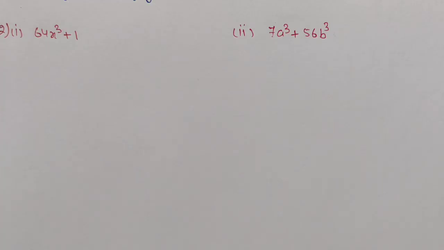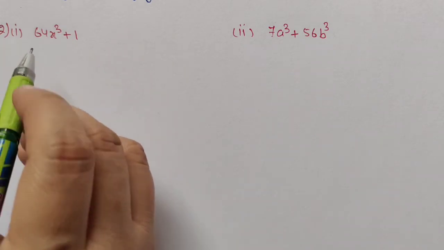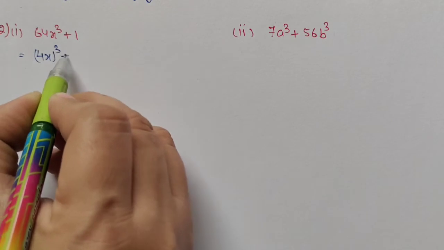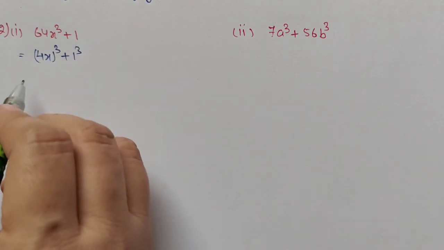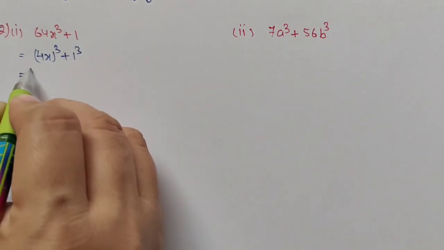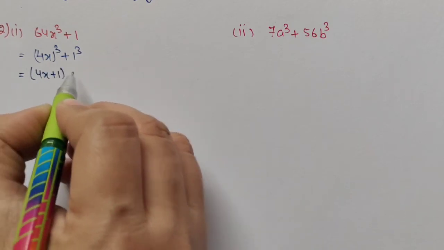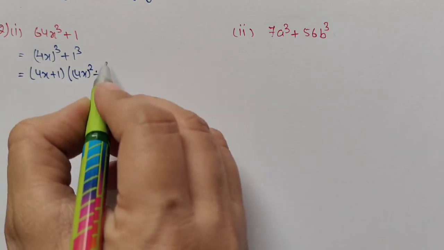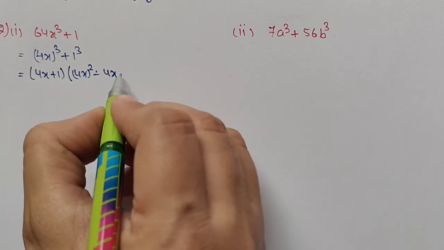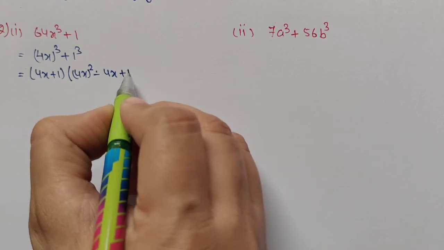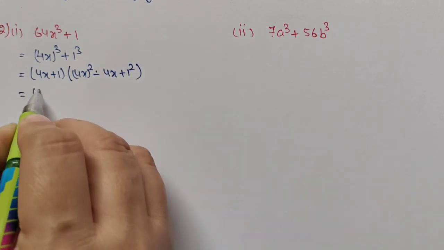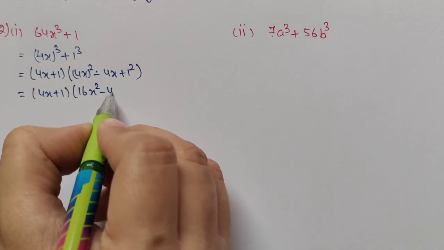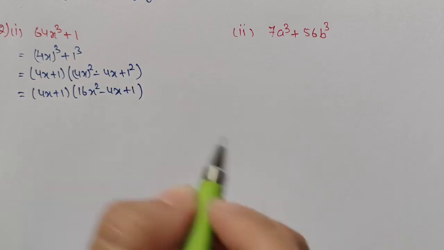Second question, first part, 64x cube plus 1. 64x cube we can write as (4x) whole cube, and 1 we can write as 1 cube. Again apply the formula, a cube plus b cube is equal to (a plus b), then a square, minus ab, 4x, then plus b square, 1 square. So we will get (4x plus 1) into (16x square minus 4x plus 1).